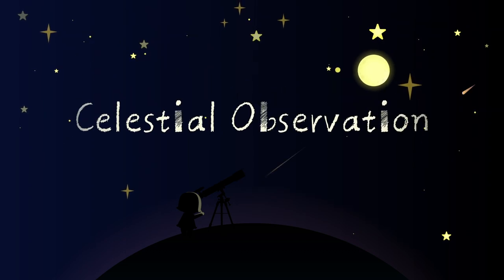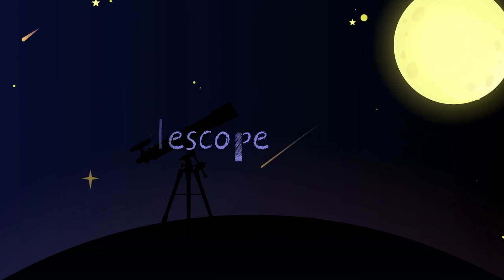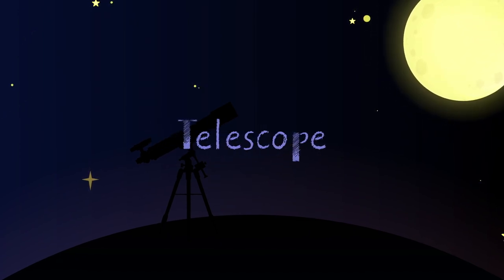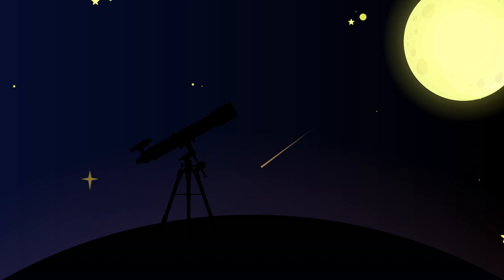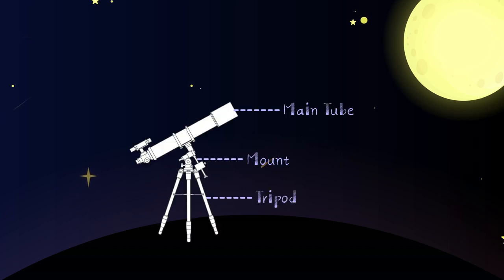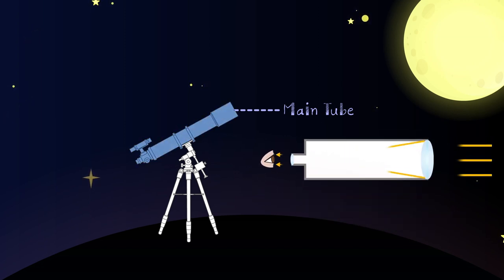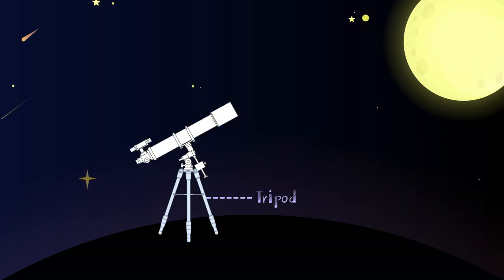Celestial observation. You need a special device called a telescope to observe celestial bodies. Telescopes consist of three major parts: a main tube, tripod, and mount. The main tube features an objective lens that collects light and an ocular lens that magnifies the image. The tripod supports the main tube, and the mount is located between the main tube and the tripod and is what holds everything together.